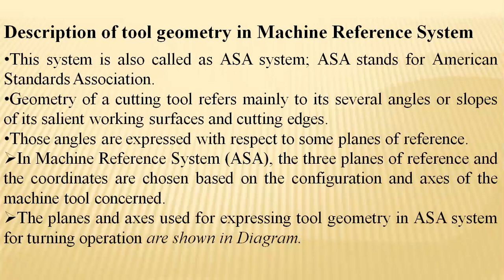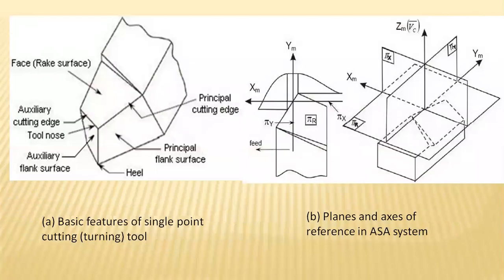So X, Y, Z will have these isometric representations. The object will be visualized in an isometric view, as we follow in our AutoCAD system. Hence, these planes and axes are used for expressing the tool geometry, satisfying the American standards for the turning operation.